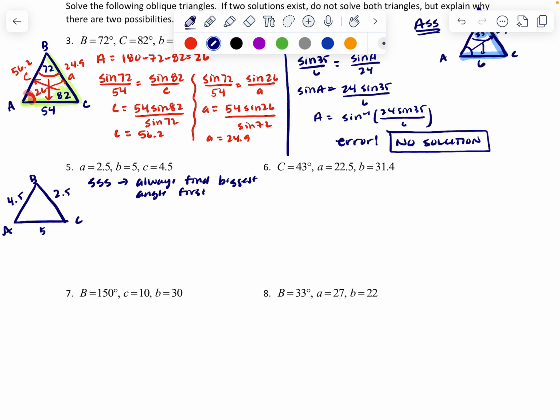All right, so who's the biggest angle here? I think I did this one in class with you guys. The biggest angle is angle B because that's the biggest side, right? So let's go ahead and do that.